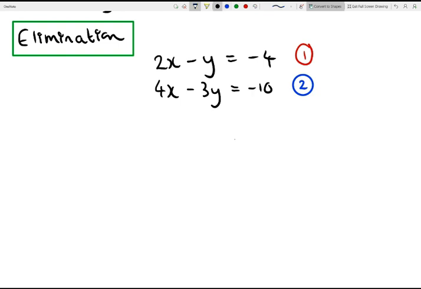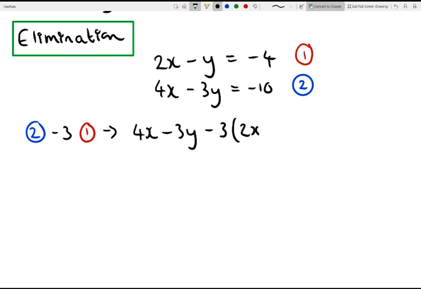So if we want to eliminate the variables x and y, let's eliminate y first. You'll see that we've got minus 1y in equation 1 and minus 3y in equation 2. So let's take equation 2 and take away 3 lots of equation 1, and this will remove the variable y. So we have 4x minus 3y minus 3 lots of 2x minus y, and that's equal to minus 10 minus 3 lots of minus 4.